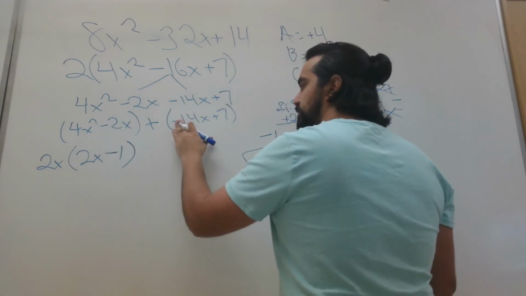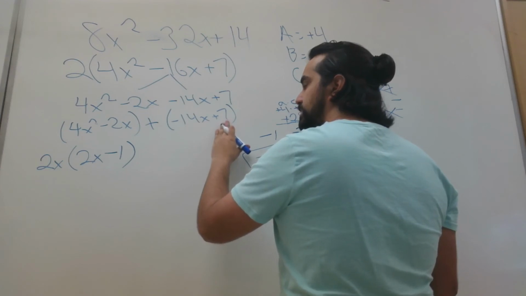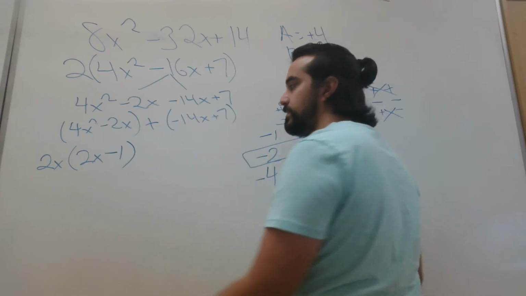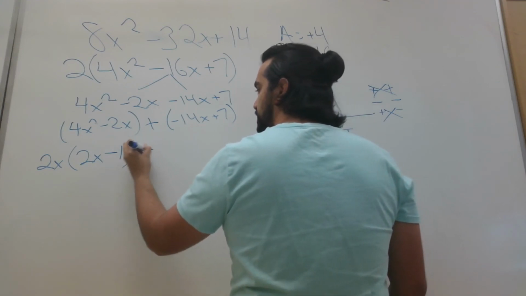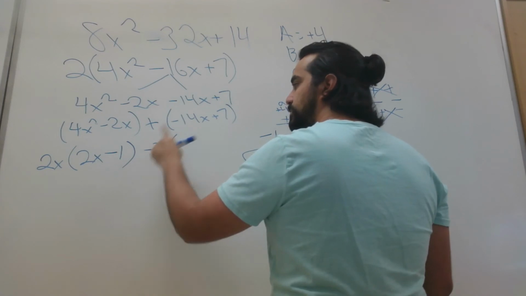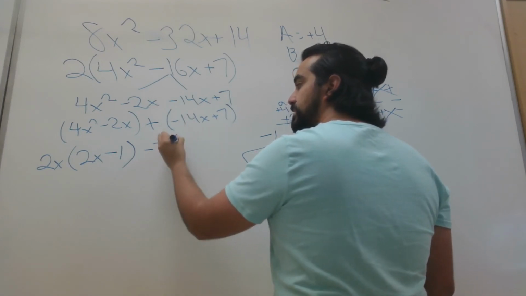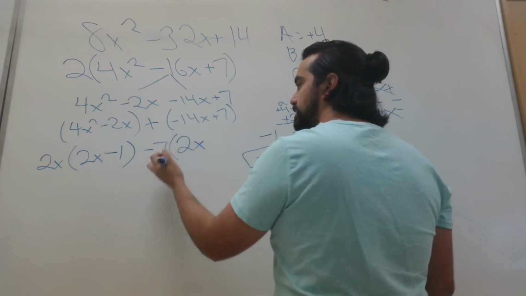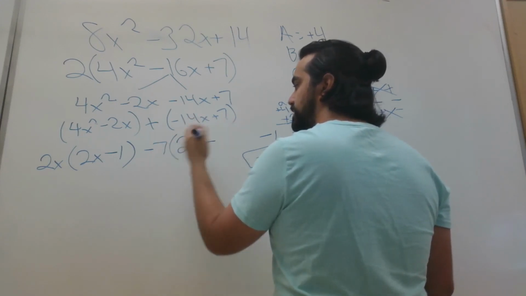Second one, from negative 14x plus 7, what I could pull out from this is a negative 7. So negative divided by negative is a positive. 14 divided by 7 is 2, and I have x. Positive divided by a negative is a negative. 7 divided by 7 is 1.